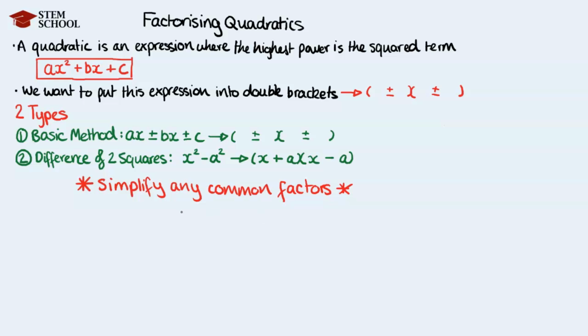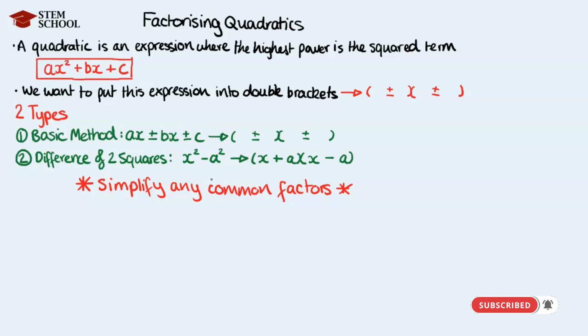So let's get started. What is a quadratic? Well, a quadratic is an expression where the highest power is the square term. So you'll get an expression like ax squared plus bx plus c. And we get this as our final answer when we multiply out double brackets, which you should have hopefully seen in my previous videos. What we want to do is put this expression back into double bracket form.